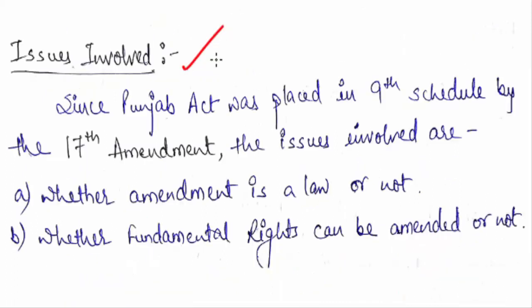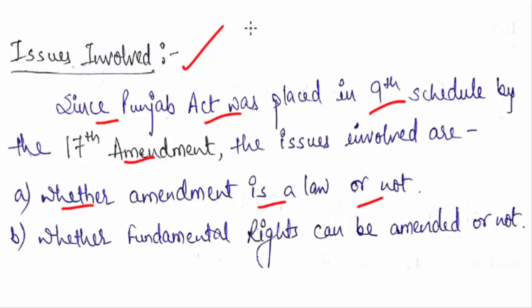So what were the issues involved? The Punjab Act was placed in the 9th Schedule, and I had discussed this in the last video, the Shankari Prasad video also, that if something is placed into the 9th Schedule, the Supreme Court cannot review or scrutinize it. Since the Punjab Act was placed in the 9th Schedule by the 17th Amendment, the issue doesn't involve the validity of that particular act, but whether an amendment is a law or not. In the Shankari Prasad case, the Supreme Court says that amendment and law are two different things. So the issue here is whether an amendment is a law or not.